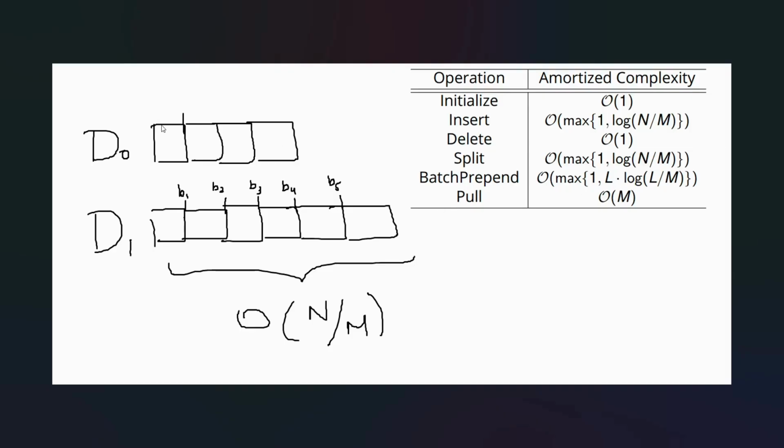Pull is when you pull out the M least values across both sequences, and using a linear time algorithm for finding the k smallest values, for finding the M smallest values, they can do this operation in linear time as well.